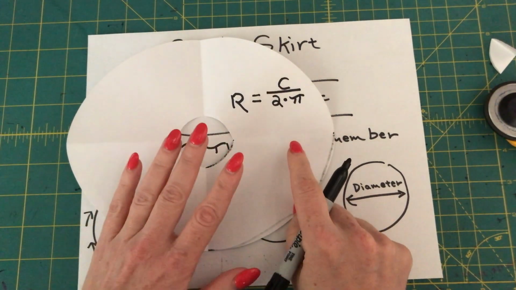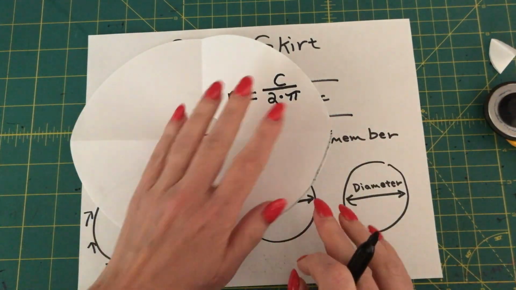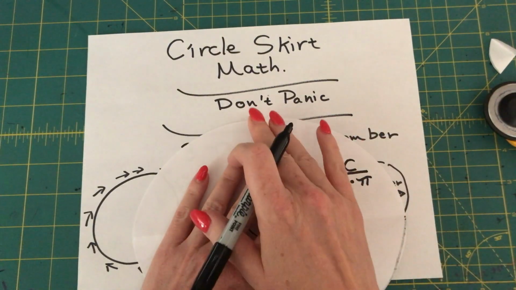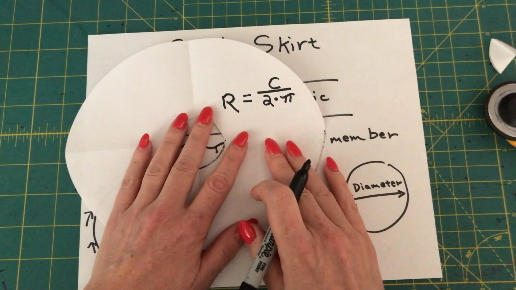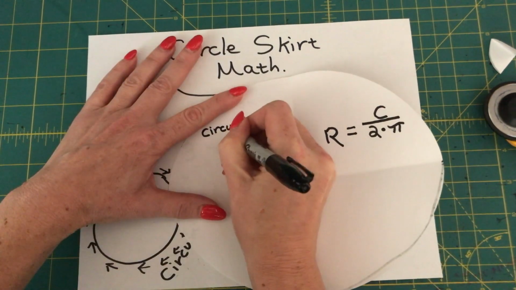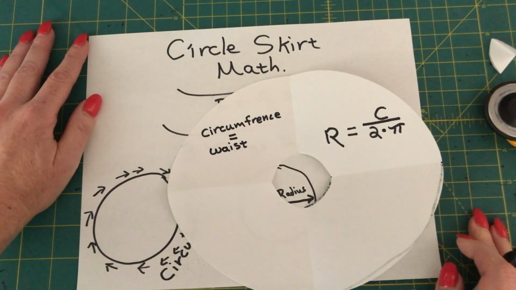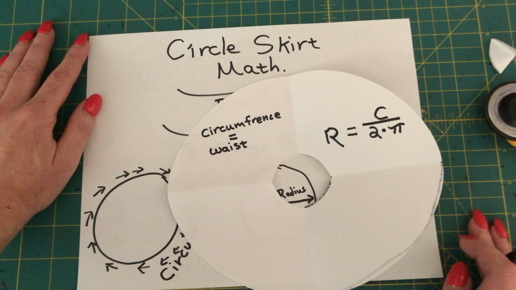Now, I know there's a good amount of our population that's looking at this going, okay, one more time. Don't panic. I'm going to hold your hand through this. It's going to be okay. Your circumference is equal to your waist. You can add in ease if you want. I didn't because my waist doesn't expand a whole lot when I breathe. I have more of a top-heavy breath than a bottom-heavy breath.